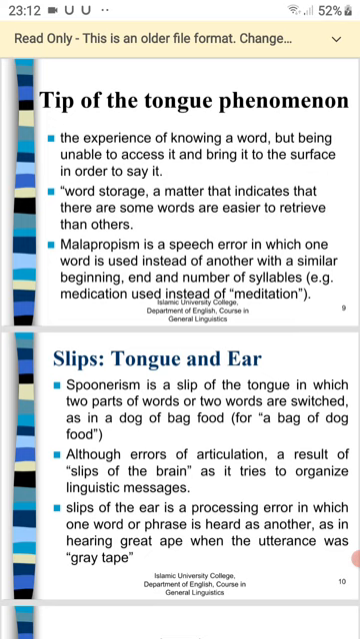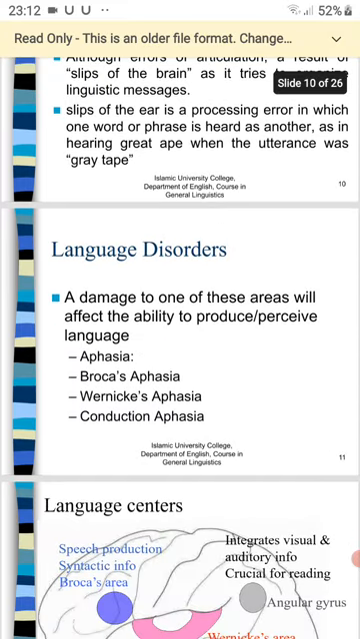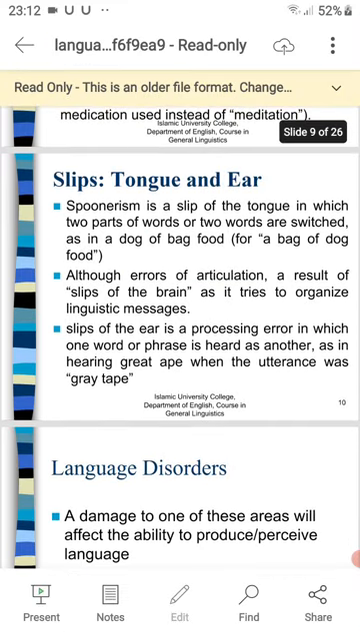But the slip of the ear is a processing error in hearing, where you hear another word or phrase. Again, I will explain more. If you say the slip of the tongue, it is a speech error, a sound or word produced in another place. But the slip of the ear is a processing error of a word or phrase, hearing another one.